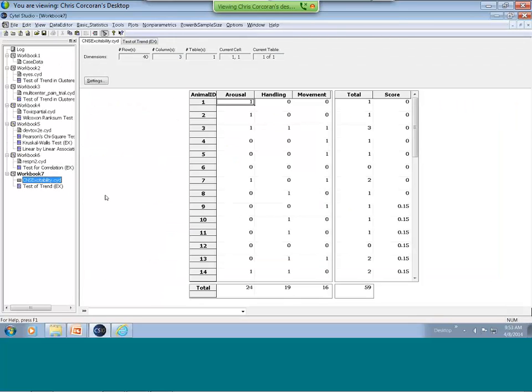Here are the data here. They have to be tabulated in a certain way in StatXact, but once they are, it's fairly easy to obtain the p-value.